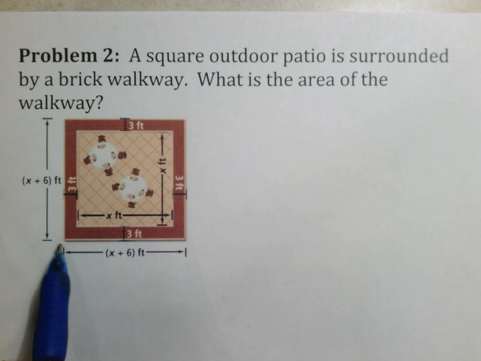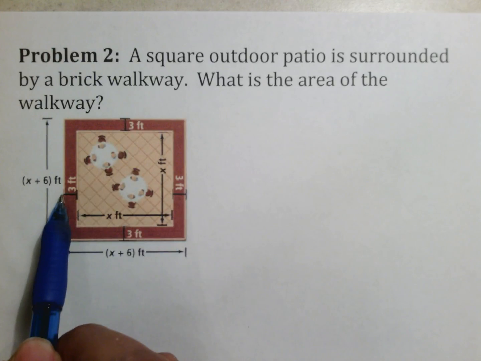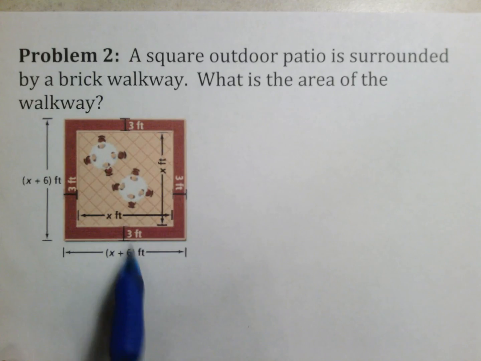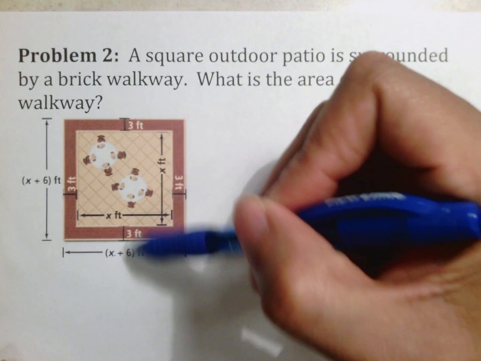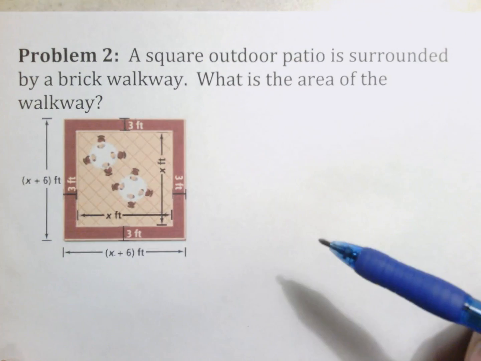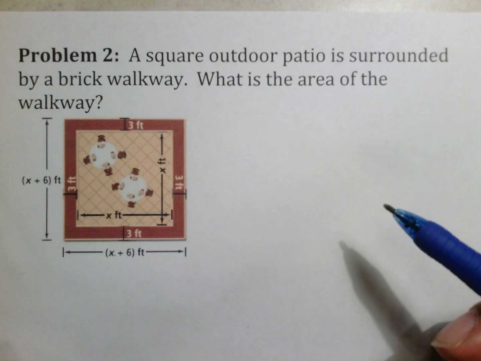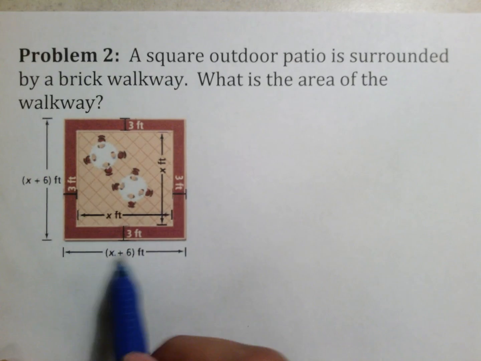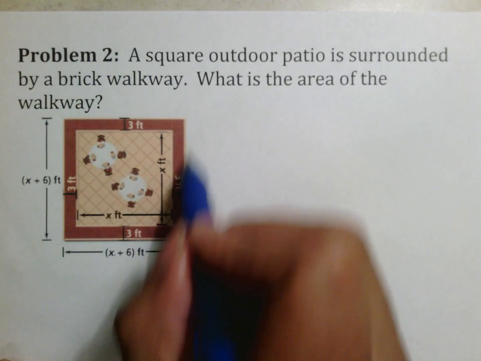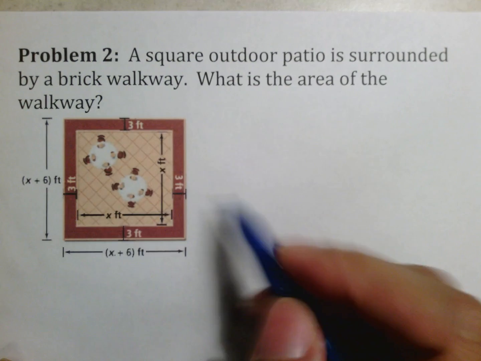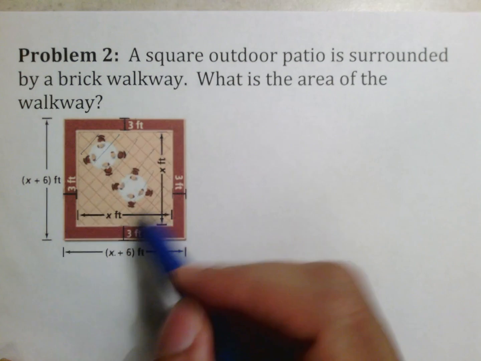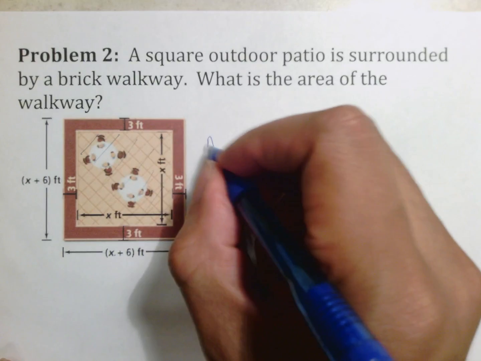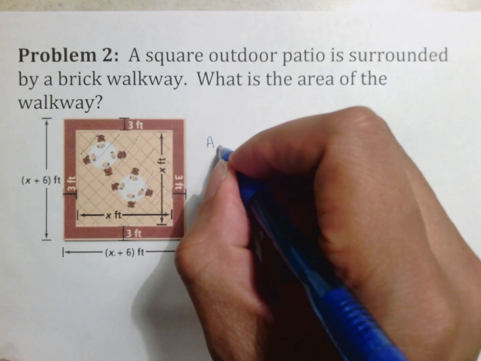So what happens is, if you're wondering why this is x plus 6, it's because it's 3 and 3, which make your 6, and then plus the x, which is right here. Same thing going the other way. You've got 3 plus x plus another 3, which is where your 6 and your x come from being added. But in terms of the walkway, if we do x plus 6 times x plus 6, that gives me the whole square. But I have to subtract this area right there because that's not the walkway. So what we're going to do is find the area of the full square.